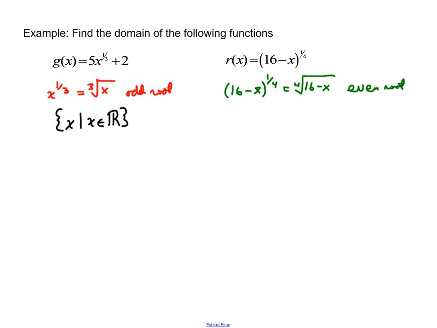So what's going to happen here? Well, in this case, we're going to take the quantity 16 minus x. The rule is that we have to set that quantity greater than or equal to 0 to solve for the domain. Well, in this case, let's subtract 16 from both sides. So we'll get negative x is greater than or equal to negative 16. And dividing both sides by -1, remember, if you divide or multiply by a negative on both sides of an inequality, what happens?